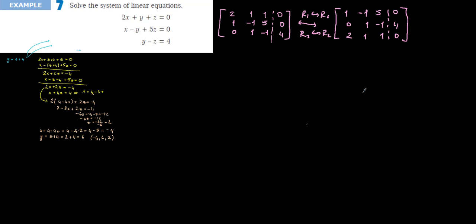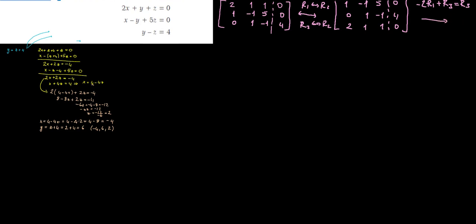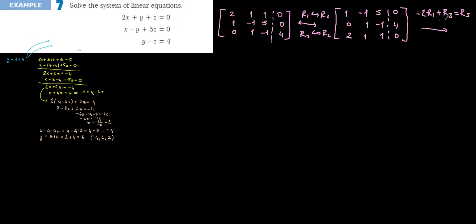Again, I'm writing here: minus 2 times R1 plus R3 is going to be equal to new R3. That's important. That's going to be the new R3 again. When you add to the last row, it becomes the new row. I'm going to explain the logic later, but this is called row operation. Then it becomes like this.